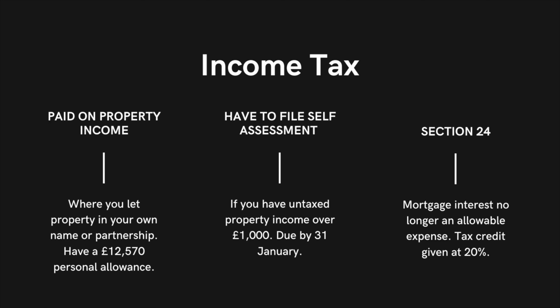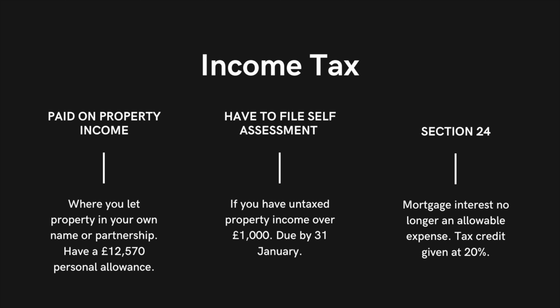So now we've got income tax. This is basically what is paid by individuals investing in property in their own name. So if you've got property income where you let a property in your own name or a partnership, it's definitely worth mentioning that you do have your personal allowance. This applies to all of the income you receive in a tax year: employment income, dividends, property income. You've got that £12,570 personal allowance, which is the amount you can receive tax-free each year.